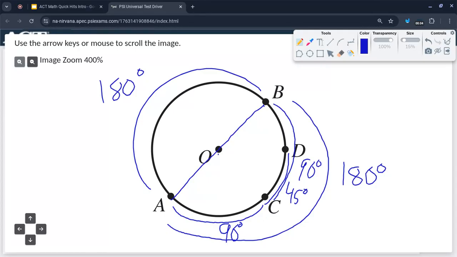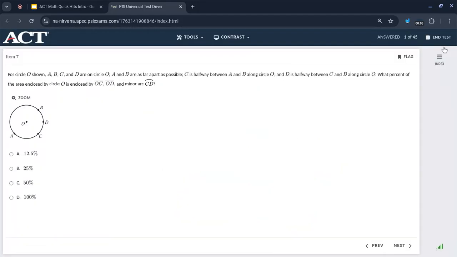So then it wants to know what section of this circle is enclosed by those lines, OC, OD, and then that arc CD. So what we're looking for, if you want to think in terms of pizza, is this slice of pizza. So what percentage of the circle are we looking for? Let's get back to that question. So we know it's a 45-degree slice. Let's see exactly what it wants.